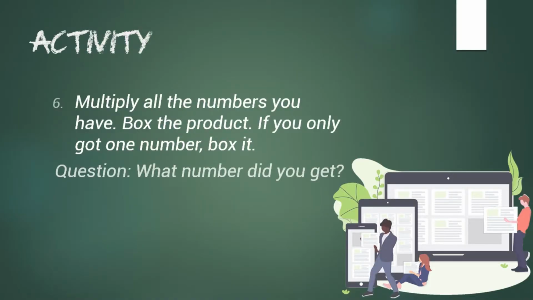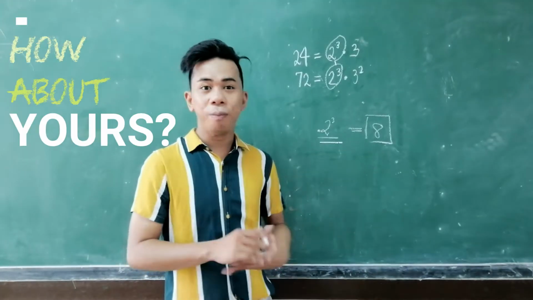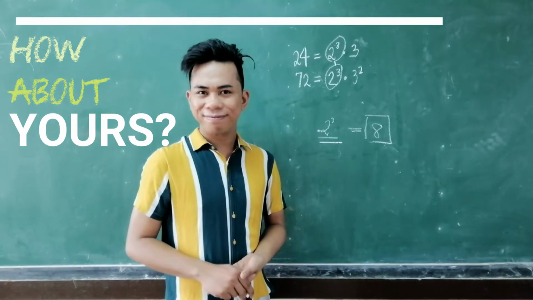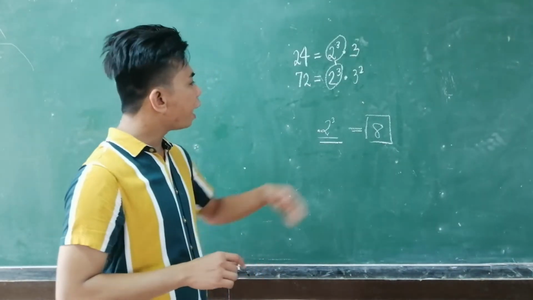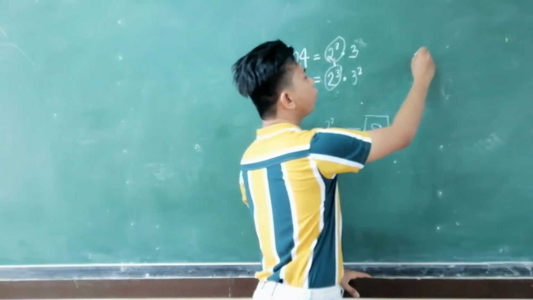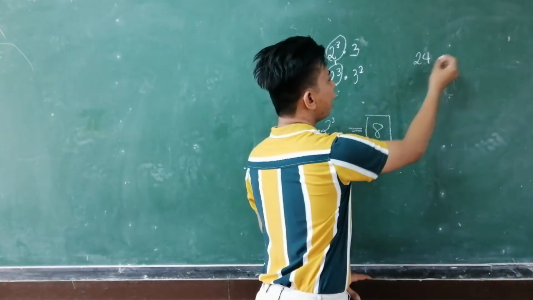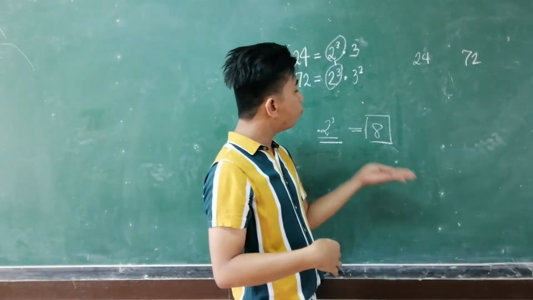So question, what number did you get? Mine is 8. How about yours? Step 7. Try to divide the number you get from the pair of numbers you have. So let us divide 8 with the numbers. I have 24 and 72. So let me divide to you my number.